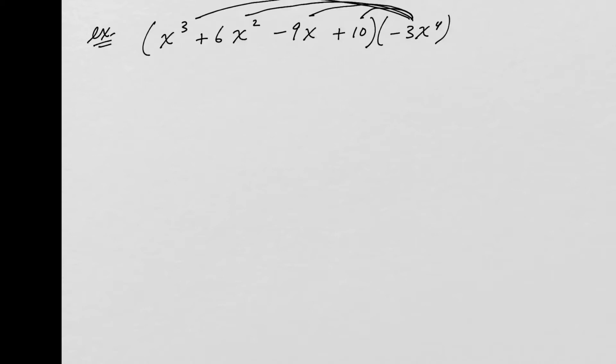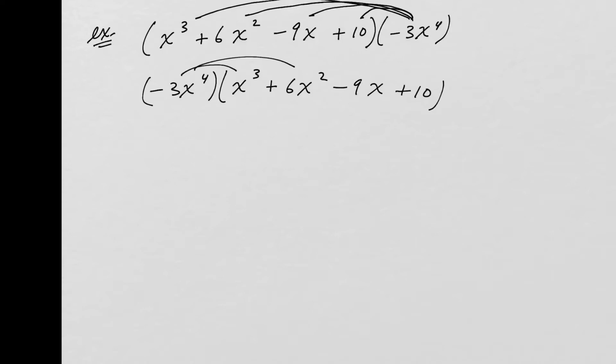If you want, you could rearrange it, right? Because it doesn't matter the order in which you multiply. So if you wanted to, you could stick the negative 3x to the 4th out front and then put the other polynomial behind it. And it's the same thing, right? You have to distribute in that negative 3x to the 4th regardless.